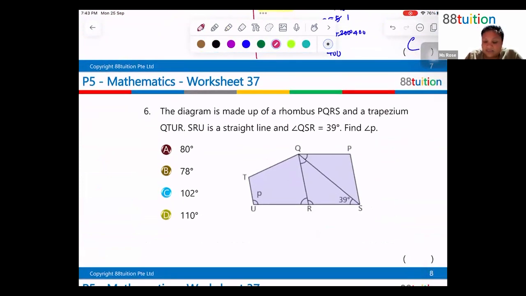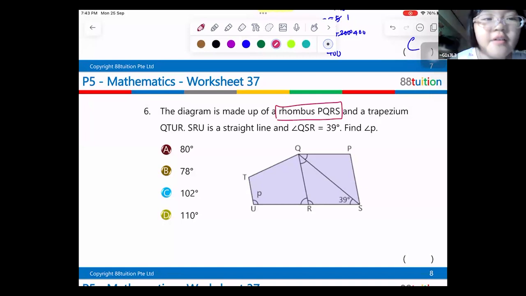Now question 6. Some of you are still not familiar with the properties. The diagram is made up of a rhombus PQRS. Now, what is the property of a rhombus? Can anyone tell me? What can you say about a rhombus? Yes, thank you, Lena. All sides must be equal.